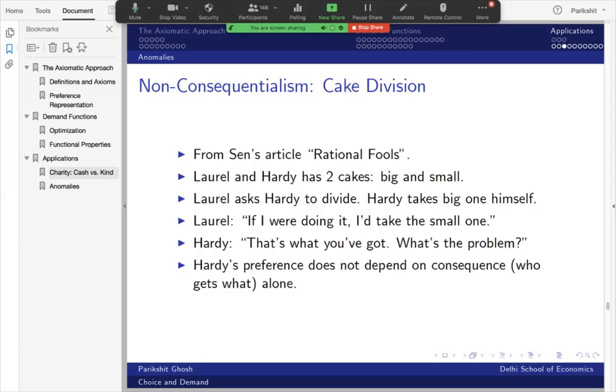Laurel's sentiment, the guy who's upset. Yes. And how do we reconcile the two lines of arguments, one by Laurel, the other by Hardy? Where is Laurel coming from?